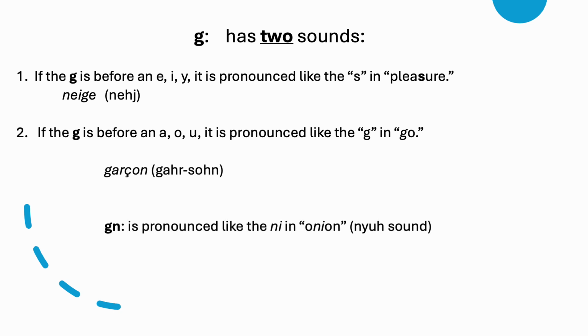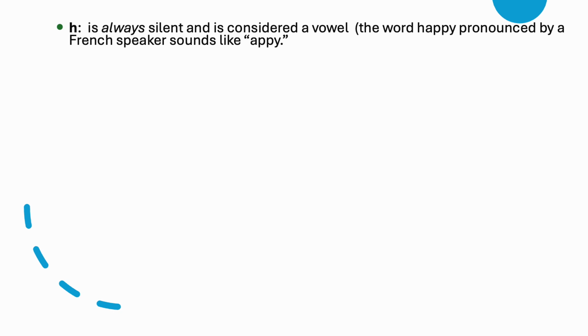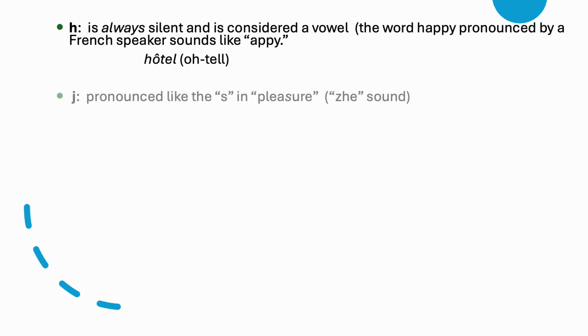GN is pronounced like the Ni in onion. It's a Ny sound. Oignon, which is onion. H is always silent and is considered a vowel. The word happy in English, pronounced by a French speaker, sounds like 'appy. Hôtel. J, pronounced like the S in pleasure, the J sound. Jeannette.